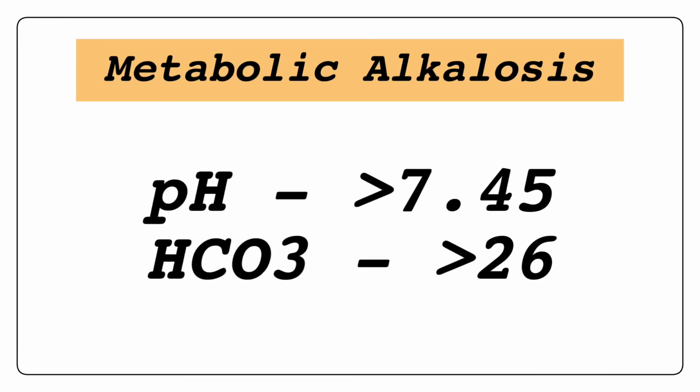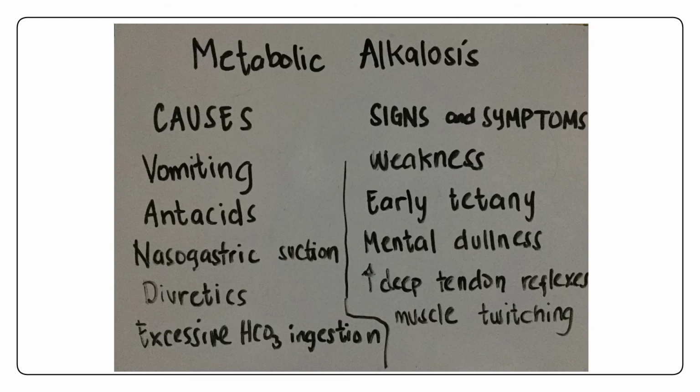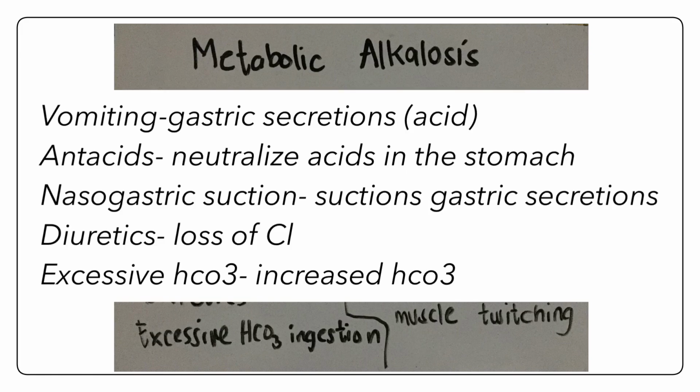Now let's proceed to metabolic alkalosis, where the pH is above 7.45 and the bicarbonate is above 26. We have the causes here: vomiting, antacids, nasogastric suction, diuretics, and excessive bicarbonate ingestion. In vomiting, the patient throws up gastric secretions. Those gastric secretions are acids, thus a decrease in acids is an increase in alkalinity in the body. That gives the result metabolic alkalosis.